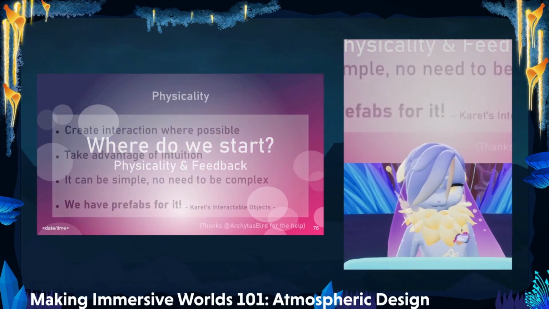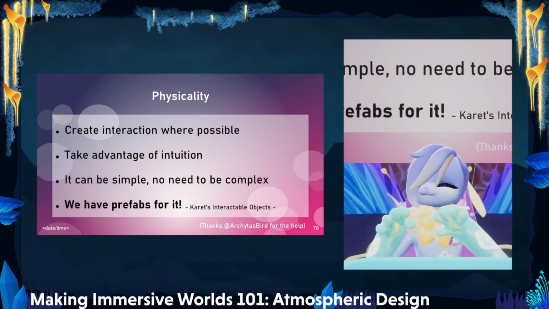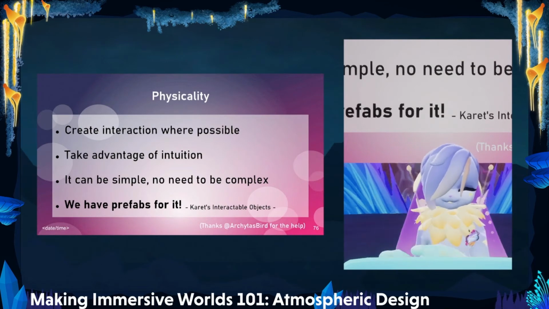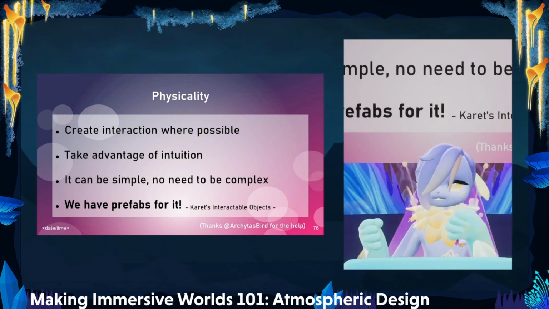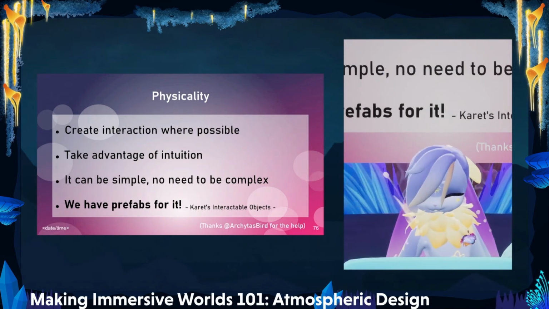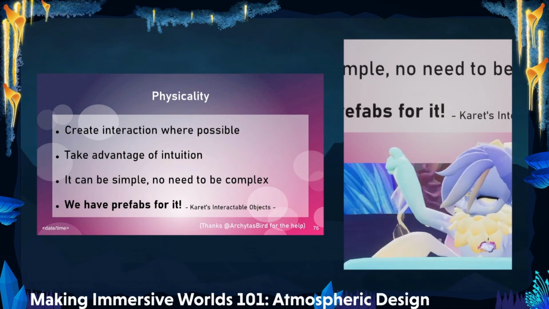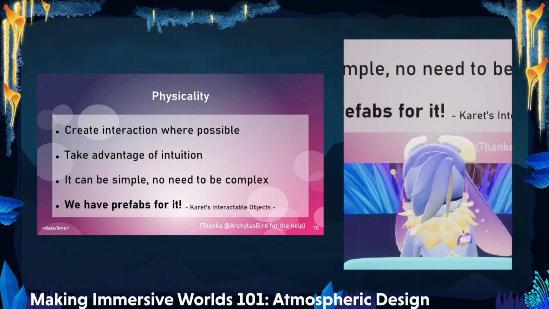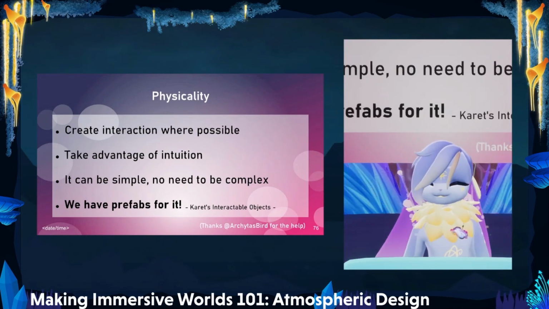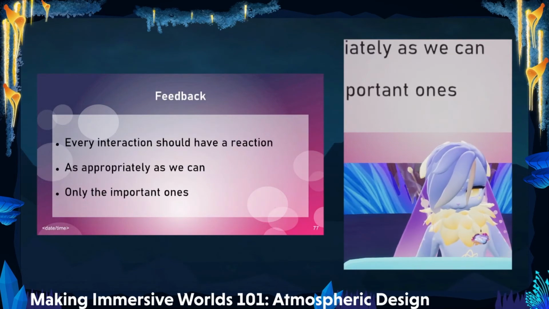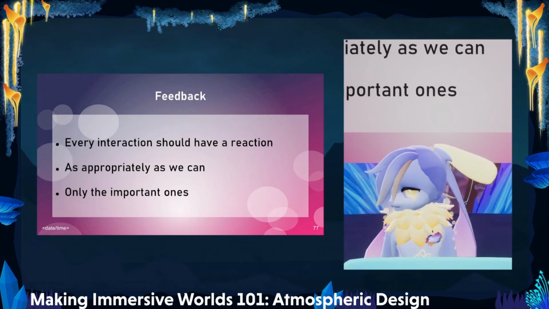And where do we start? It's very simple. We just create interaction wherever is possible. You don't have to create interaction with everything. You just have to take advantage of intuition. It can be simple. It doesn't have to be complex. And we have prefabs for it. The door I was using, we already have that. I'm surprised not a lot of people use that. We have the correct interactable objects. And also thanks to Arquitas for helping me out with these accessories that you see over here. With physicality, it helps with just having everything feel right.